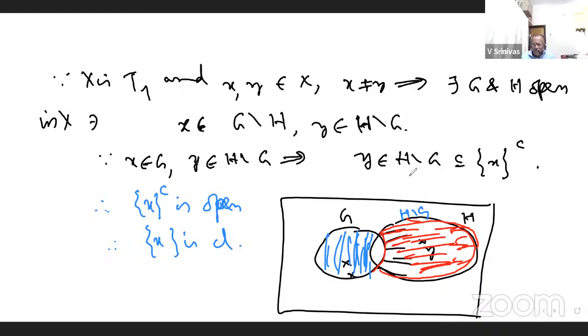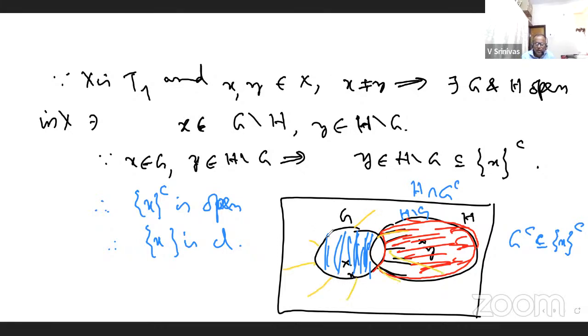Here, sir. Actually what is happening is this. This is H intersection G complement. Where does G complement lie? G complement lies in singleton x complement. G complement, the complement of G, you can color it yellow.